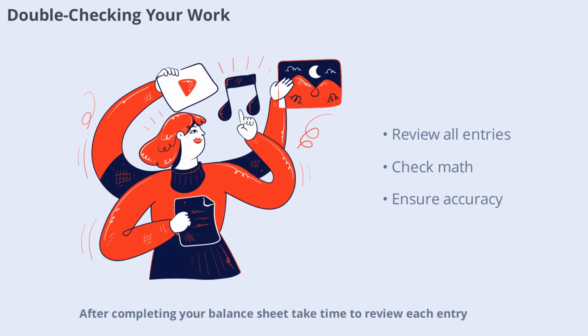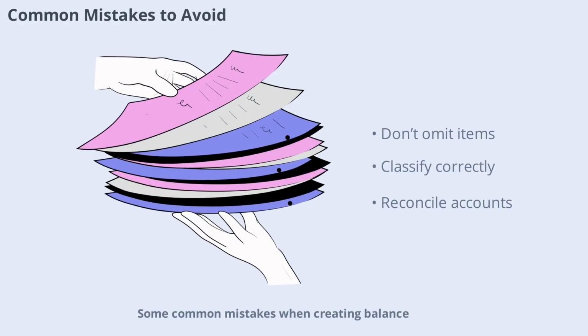After completing your balance sheet, take time to review each entry. Double-check your math, ensure all assets, liabilities, and equity are included, and confirm that totals match. Careful review helps catch mistakes and ensures your balance sheet is accurate and reliable. Some common mistakes when creating balance sheets include omitting assets or liabilities, misclassifying items, and calculation errors.